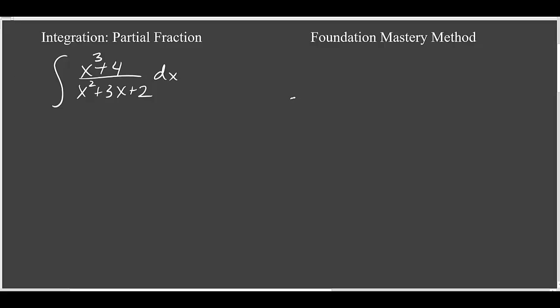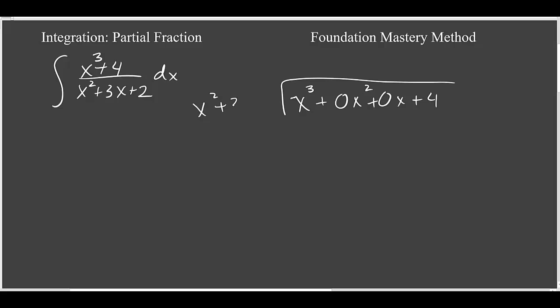use integration by partial fractions. So what we're going to do is divide x cubed plus 4, and we're going to write it as x cubed plus 0x squared plus 0x plus 4. Divide that by x squared plus 3x plus 2 using polynomial long division. You could also use synthetic division if that's a technique that you use. But we're going to do this by long division.